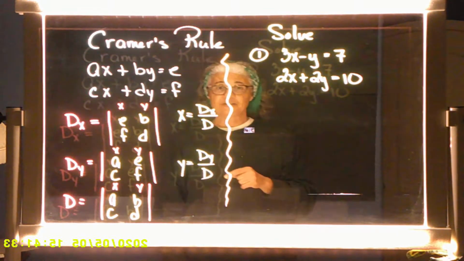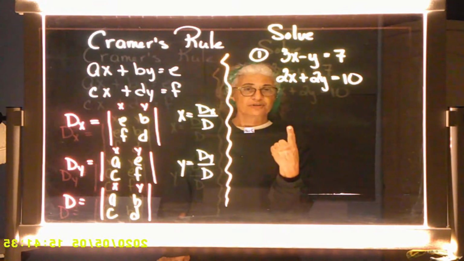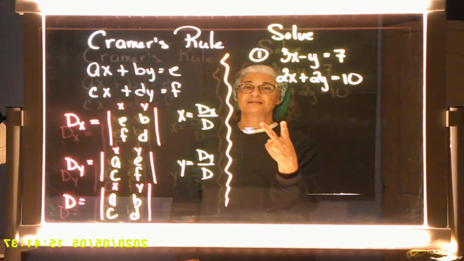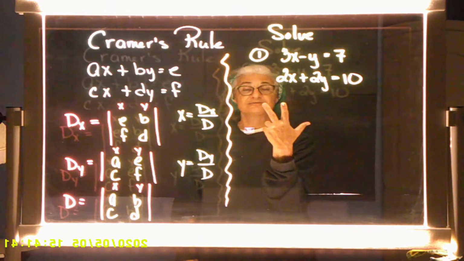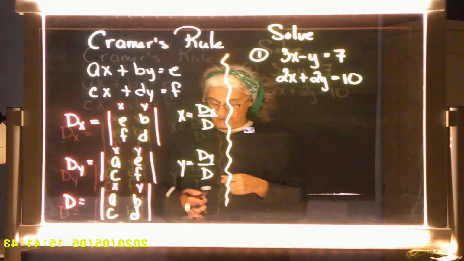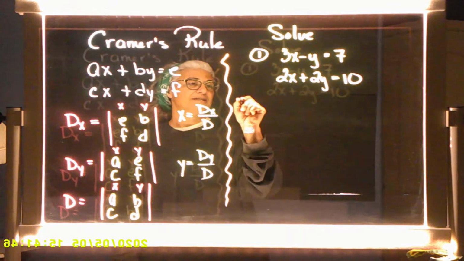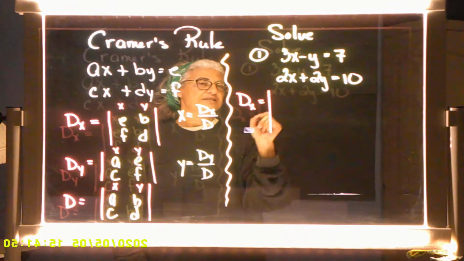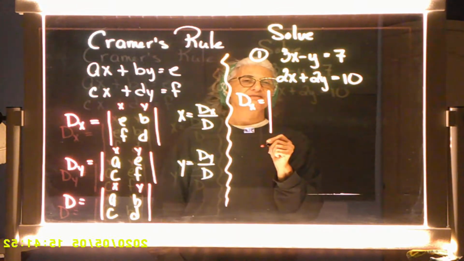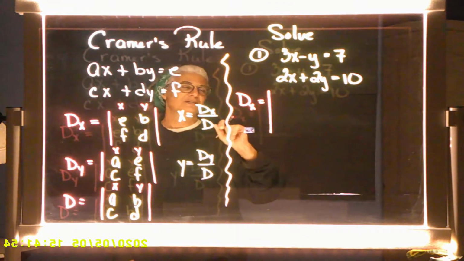How many are we going to find? One for x, one for y, and then the main. Good, so there's 3 determinants to find here, right? Okay, so let's find the one with respect to x first. All right, it's going to be what order, what size? Yeah, 2 by 2, because that's the most I can fill in.